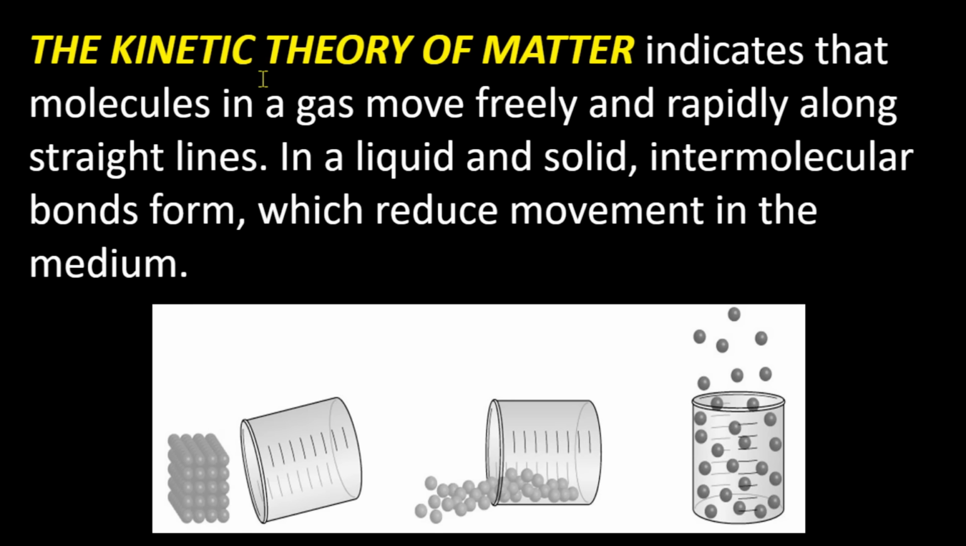The kinetic theory of matter indicates that molecules in a gas move freely and rapidly along straight lines. In a liquid and solid, intermolecular bonds form, which reduce the movement in the medium. On the left here, we'll see that we have a solid, the bonds break, it turns into a liquid, bonds break even more, and then we have a gas.